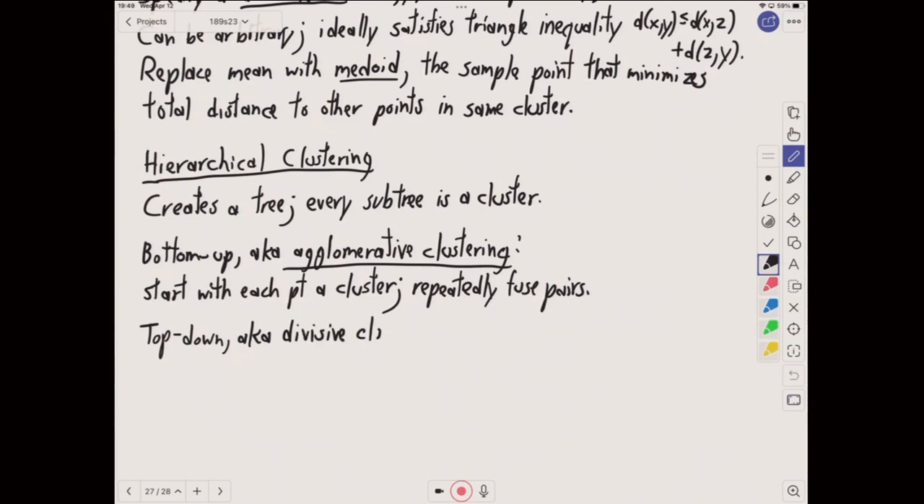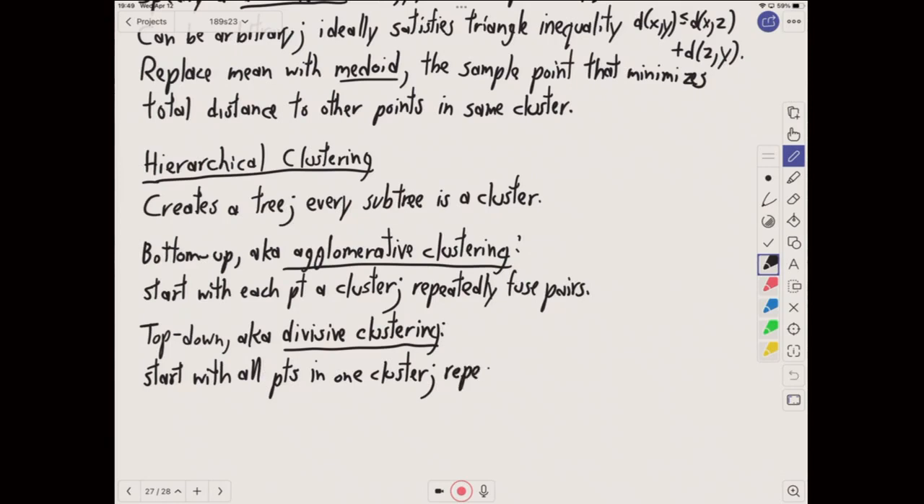Which is also sometimes known as divisive clustering. Here what we're going to do is we're going to start with all the points being in one big cluster. And then we're going to split that cluster into two clusters. And then we're going to split each of those two clusters into two smaller clusters each.